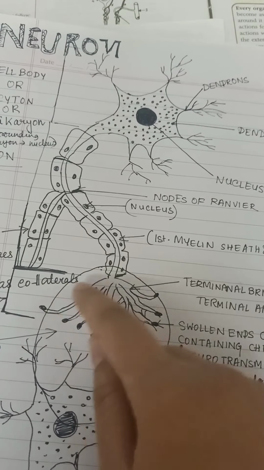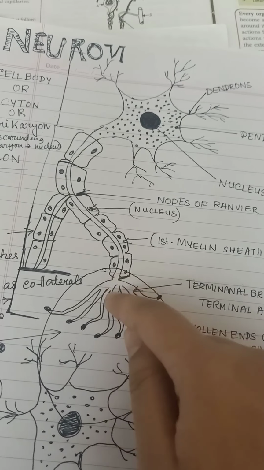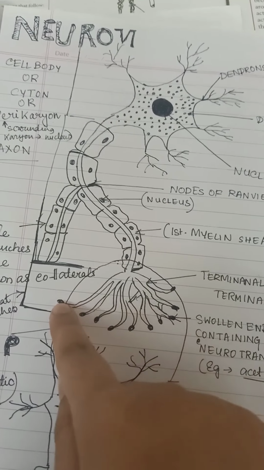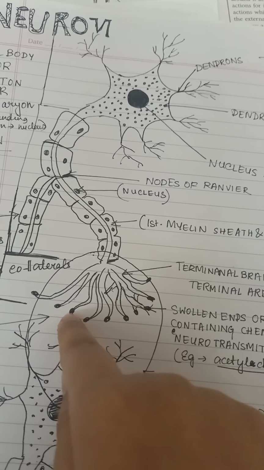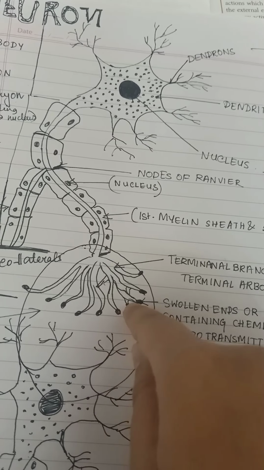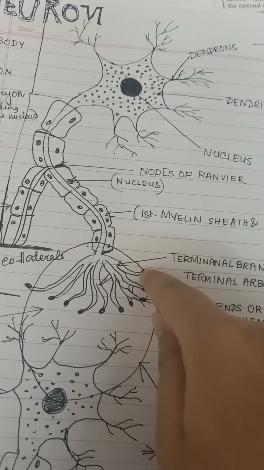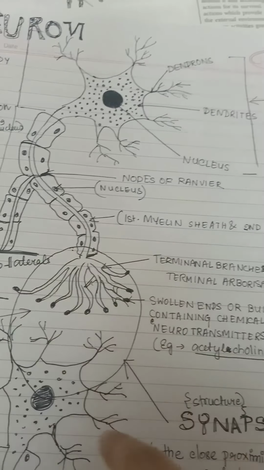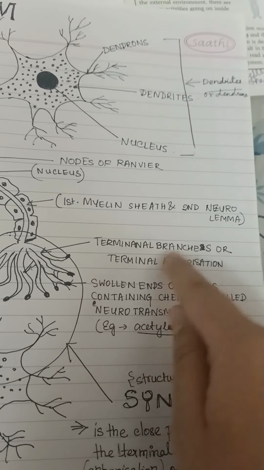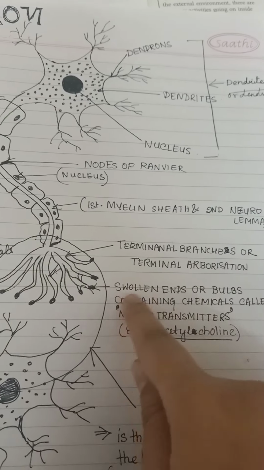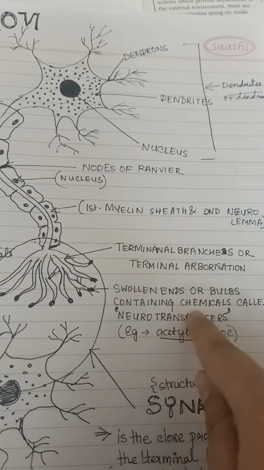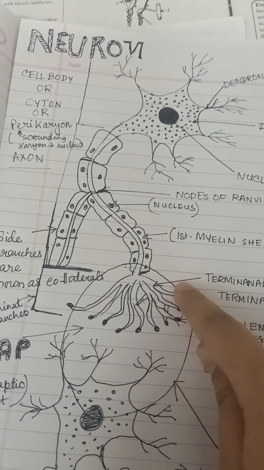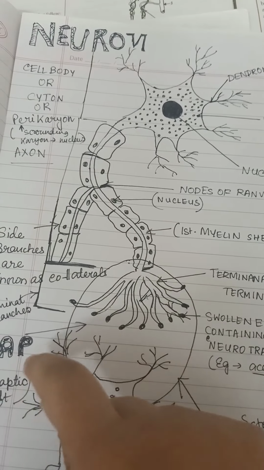Now, terminal branches or terminal arborizations. The terminal branches at the ending contain knob-like structures, which are shown above in the picture as circular shaped, also known as knobs or bulbs. The terminal branches or terminal arborizations contain swollen ends, which contain neurotransmitters. The best example of a neurotransmitter is acetylcholine.